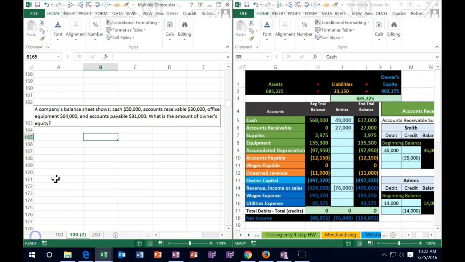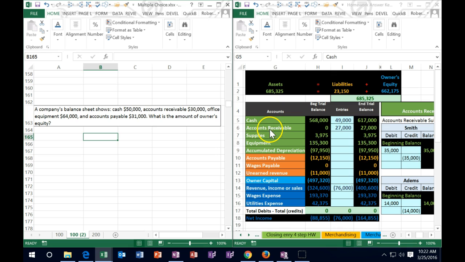So there's that. Second question: a company balance sheet shows cash for $50,000, accounts receivable $30,000, office equipment $64,000, accounts payable $31,000. What is the amount of the owner's equity? We're assuming those are the only amounts there. We have to figure out owner's equity. We can think about this in terms of the accounting equation, and this is where it could be useful to have a trial balance over here.